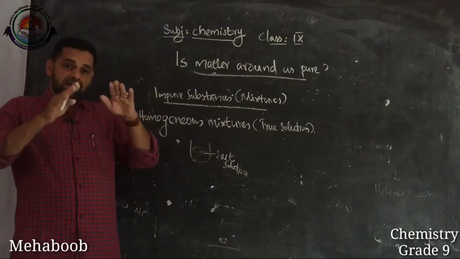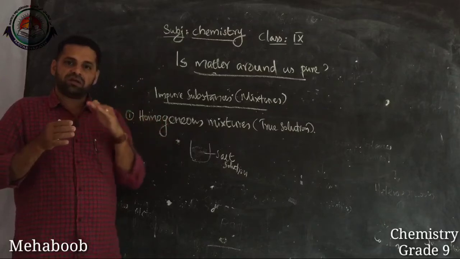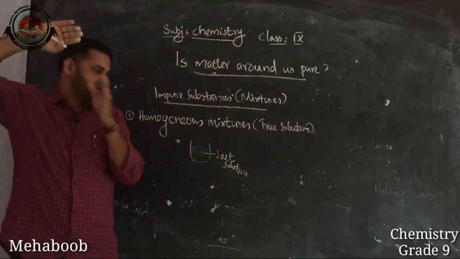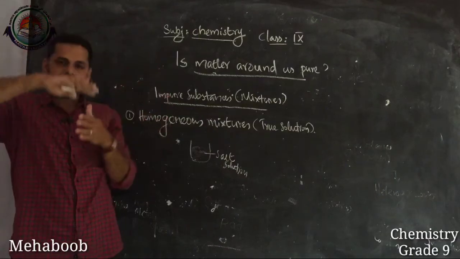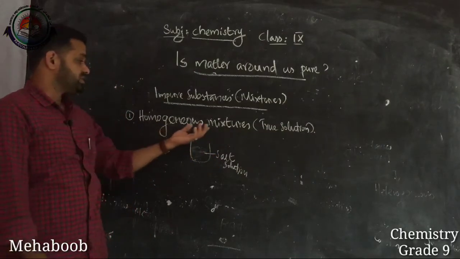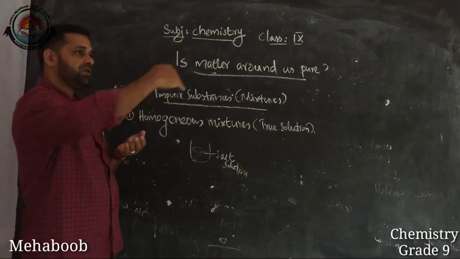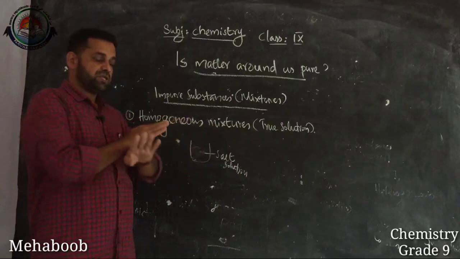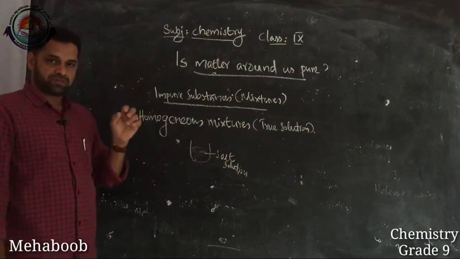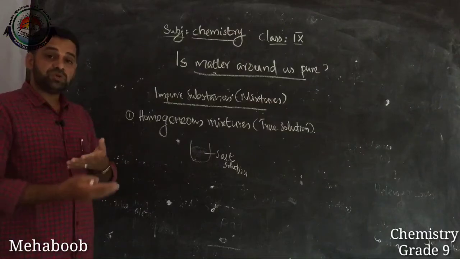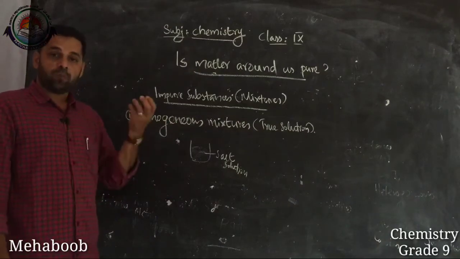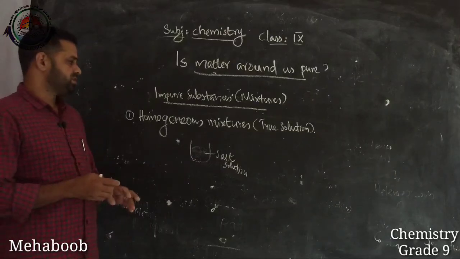Can you separate that salt and water? No, we can't see any boundary of separation. Can you see salt lying down and water up? No, we can't separate that. There is no boundary of separation, isn't it? That type of substance is called a homogeneous mixture, because the particles inside the mixture are uniformly distributed and there is no boundary of separation. Examples: salt solution, sugar solution, copper sulfate solution. All these are examples for homogeneous mixtures.